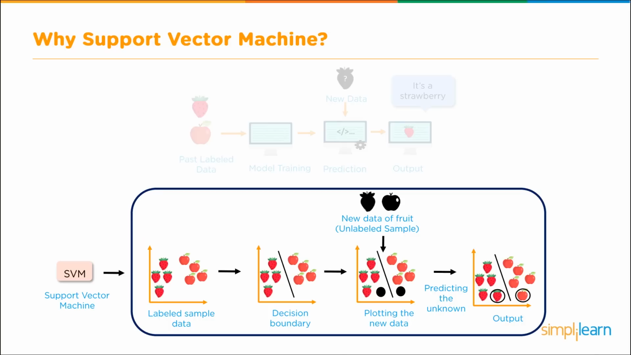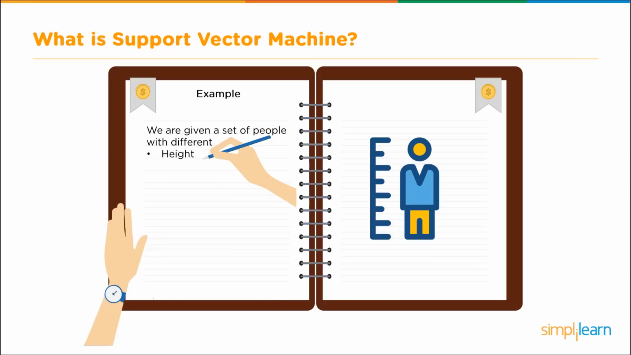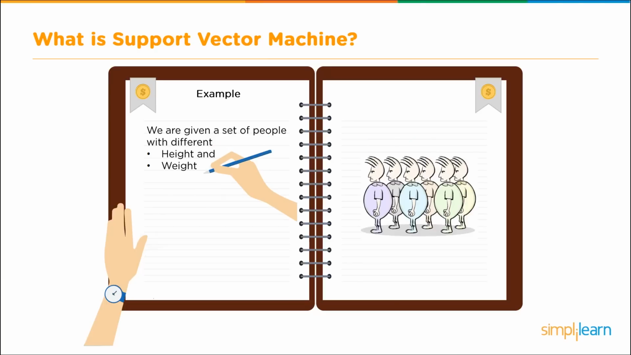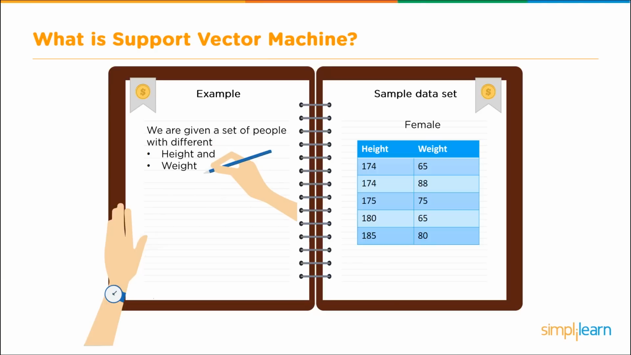As colorful and tasty as the fruit example is, let's take a look at another example with some numbers involved, and we can take a closer look at how the math works. In this example, we're going to be classifying men and women, and we're going to start with a set of people with a different height and a different weight. And to make this work, we'll have to have a sample data set of female, where we have their height and weight: 174, 65; 174, 88; and so on.